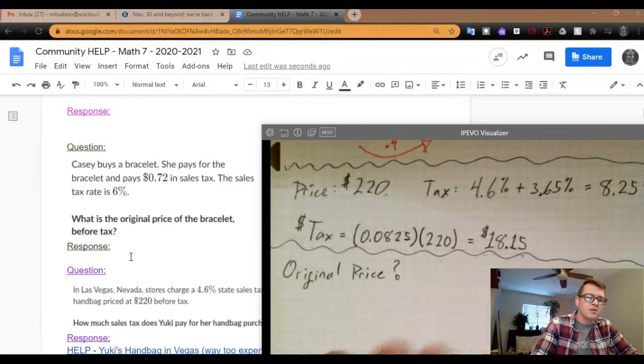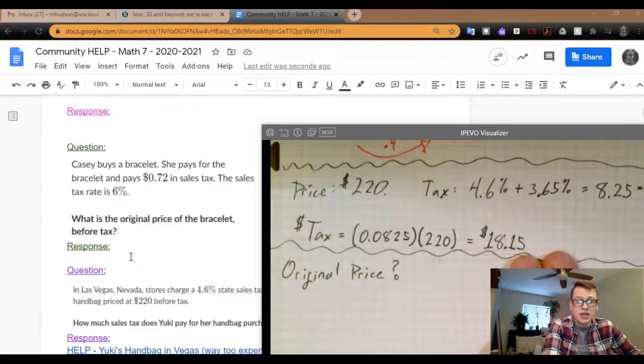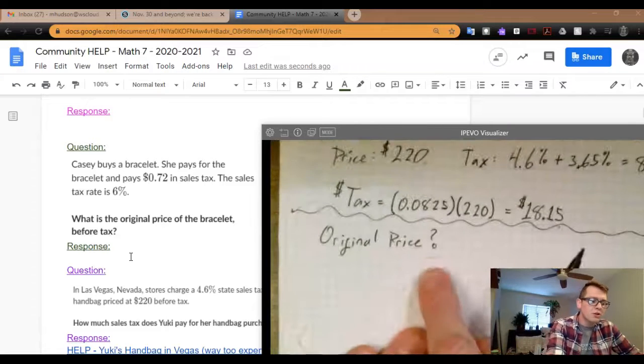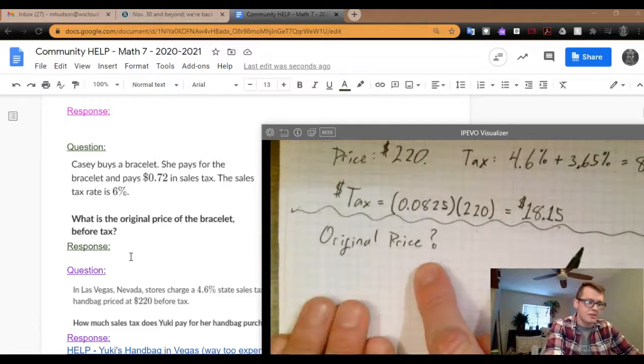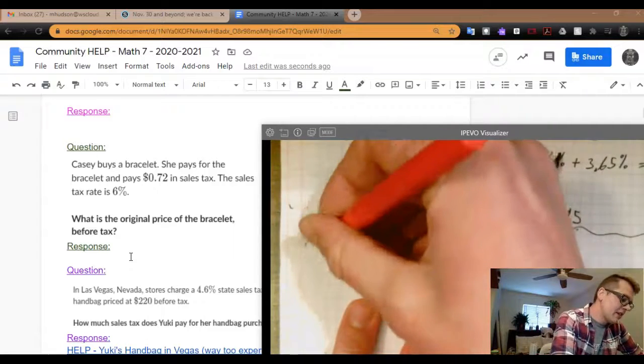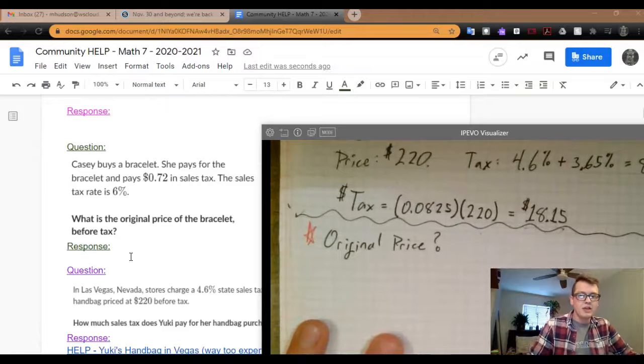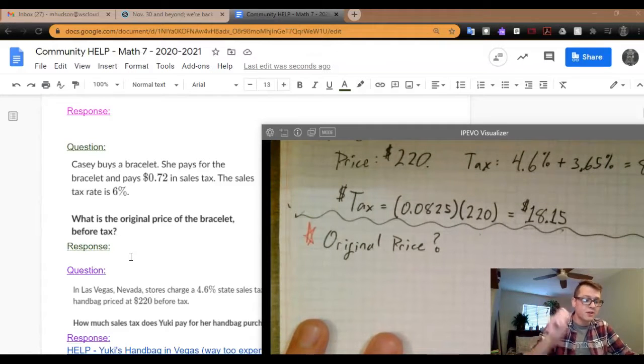So this was Yuki's handbag problem, where we're figuring out how much tax we pay, and those problems we're getting pretty good at. It's the original price problems that keep messing with people. So I'm going to go ahead and put a star on this one. This type of problem is what a lot of us keep struggling with because we kind of have to solve it backwards in a way.